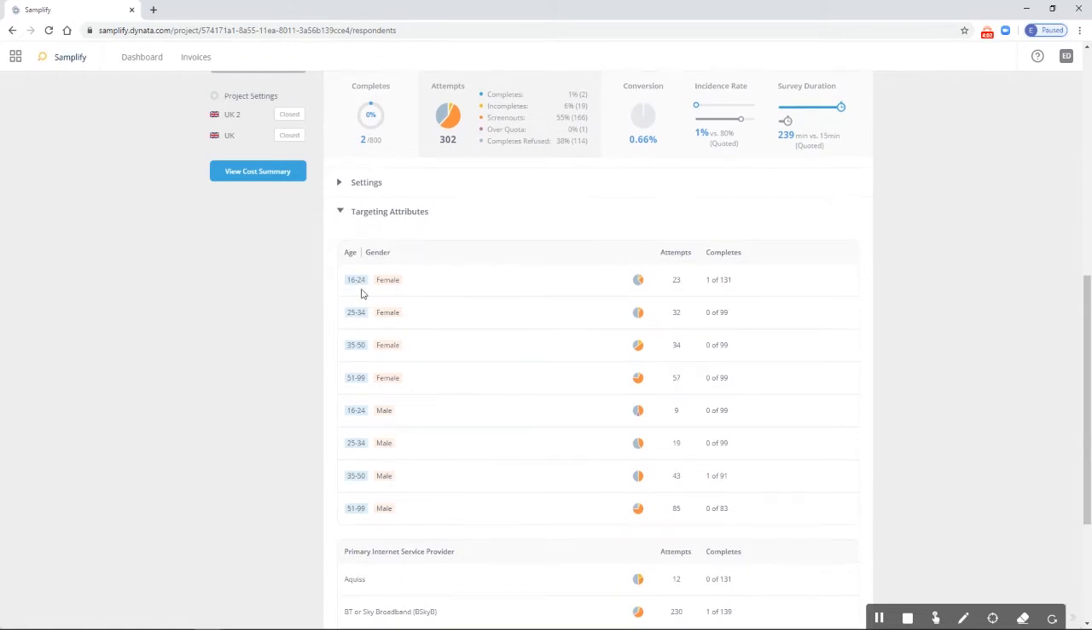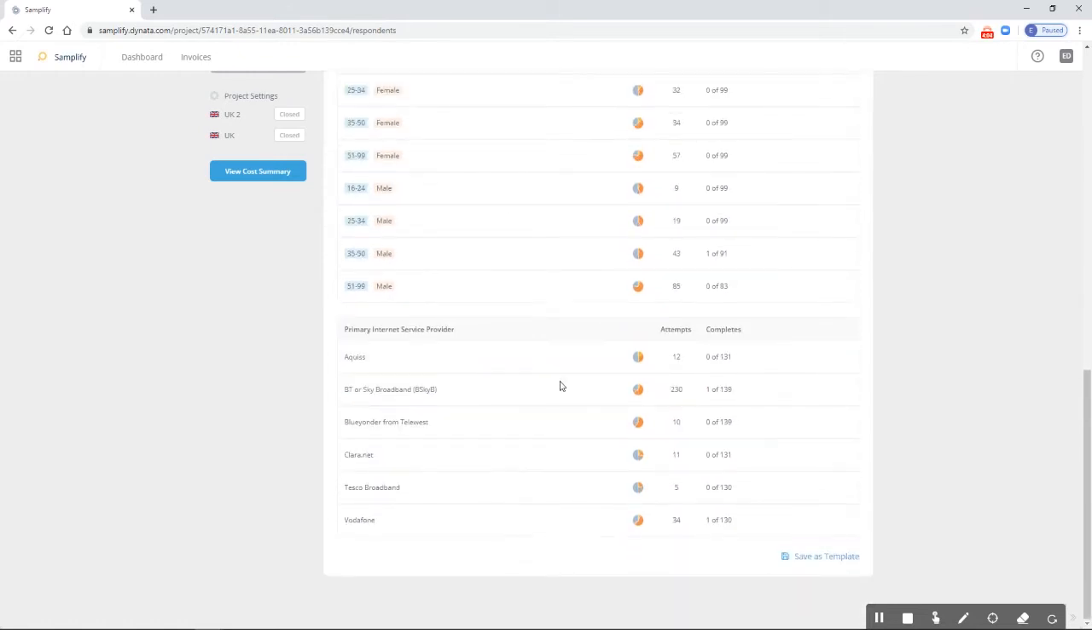But what we've set up was age and gender interlocked, and we set up the primary internet service providers. And you can see here for each single target group, for each single line, we can see these stats. The more orange we have, the more screenouts happen on each single one. And especially on the older population, we can see a 70% screen out rate on the 51 to 99-year-old females. Here we got 68% on the 51 to 99-year-old males.